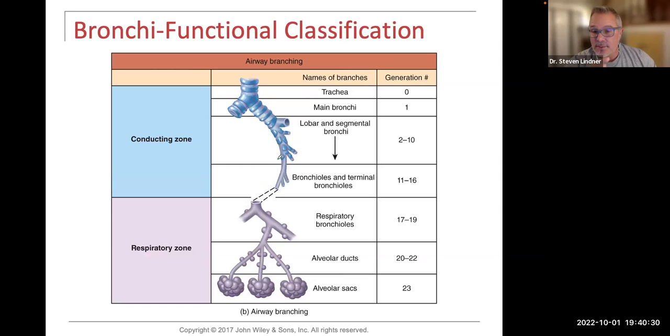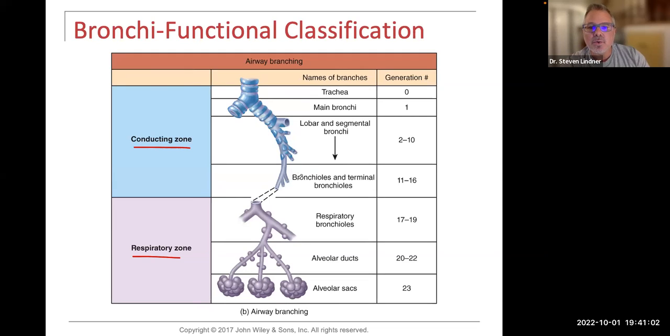Now, from a functional perspective, right, that was the structural classification where you have the upper respiratory and lower respiratory tract. From a functional perspective, we have a conducting zone, and then we have a respiratory zone. The conducting zone involves the trachea, then you have your main bronchi, then they divide into lobar and segmental bronchi. And you can tell there's like 2 to 10 of them, right? Tells you about how many.